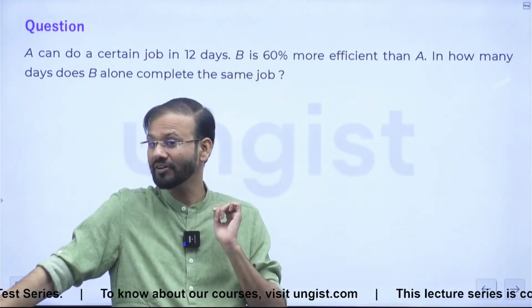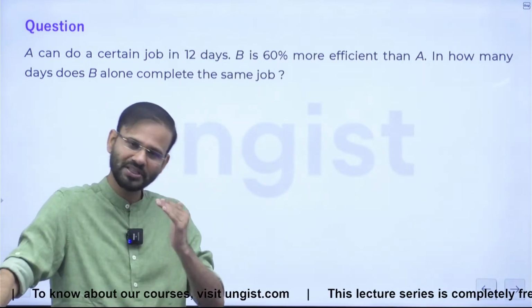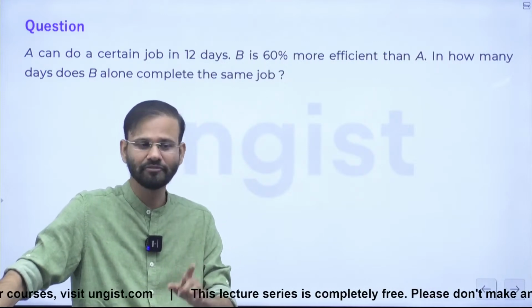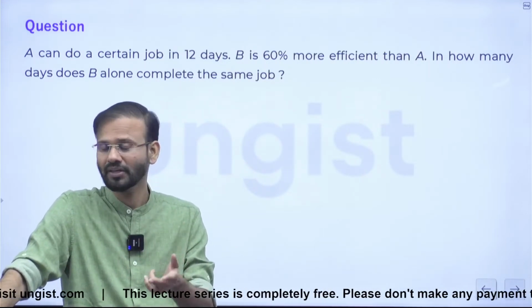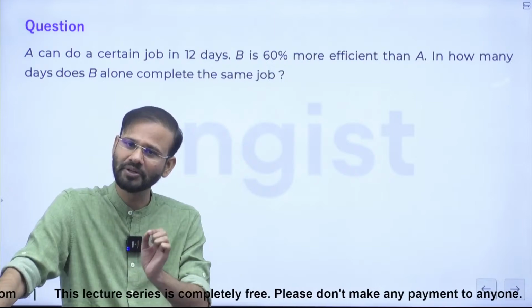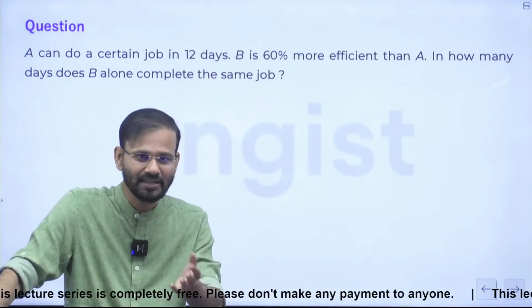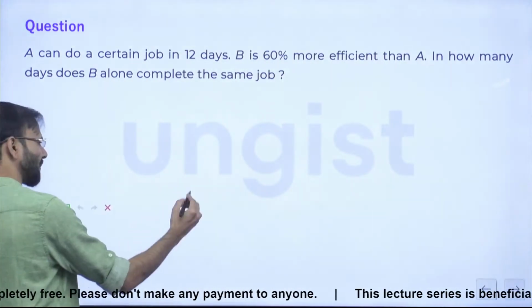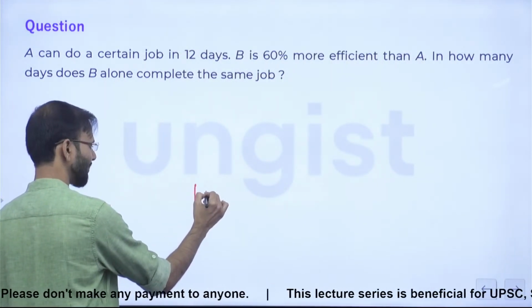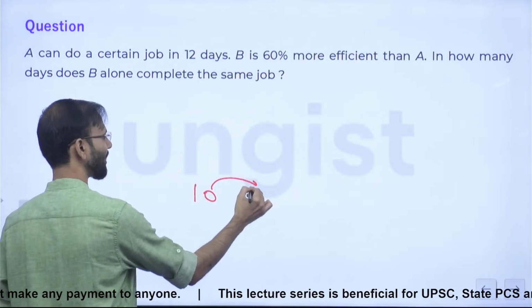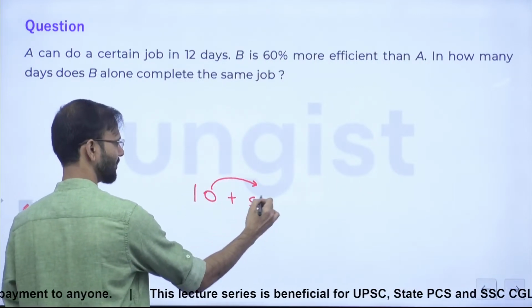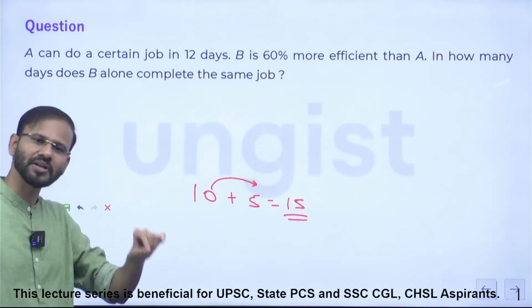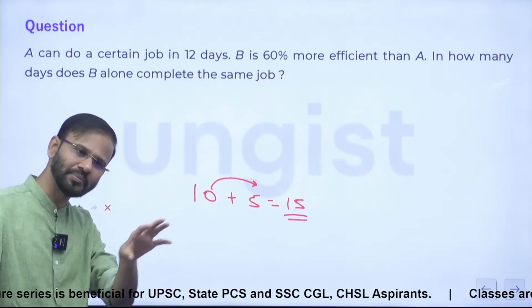Guys, how to find 1.5 times of a number? You just add 50%, half of the number to the number itself. I repeat, if you have to find 1.5 times of a number, you just have to add half of the number to the number itself, right? For example, you have to find 150% of 10. So you just have to add half of the number to the number itself.